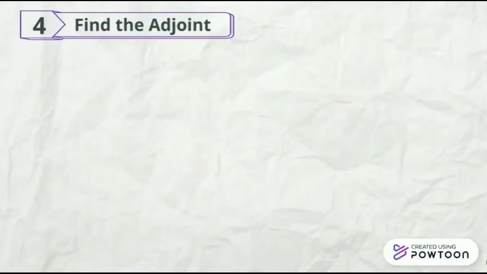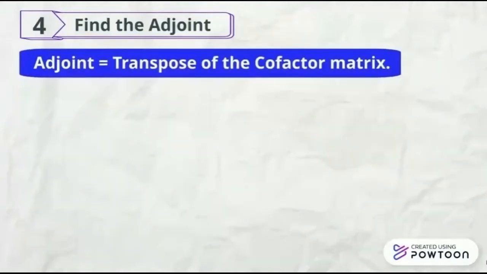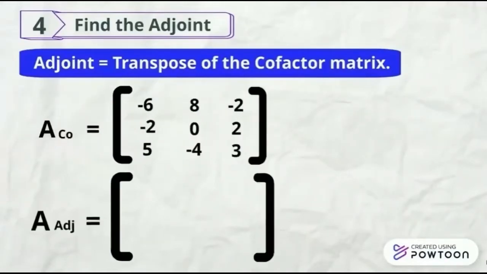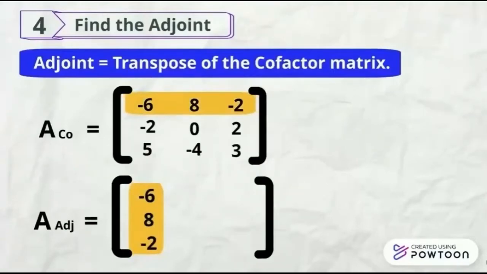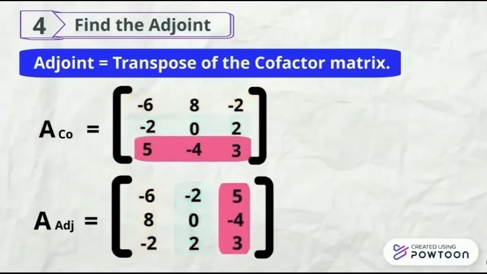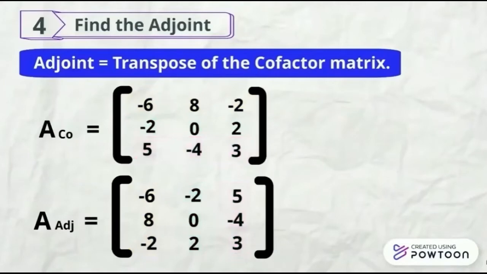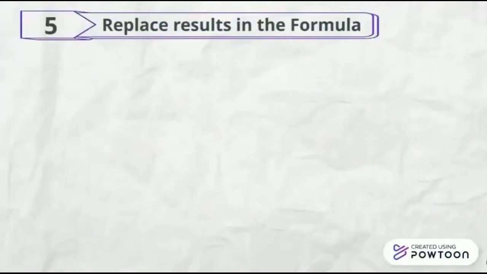Step 4, which is to find the adjoint of matrix A. The concept of the adjoint is actually the transpose of the cofactor of the matrix. So what we are going to do here is take row 1 from the cofactor of the matrix and transpose it to column 1. Row 2 becomes column 2 and row 3 becomes column 3. And with that we get ourselves the adjoint of matrix A.